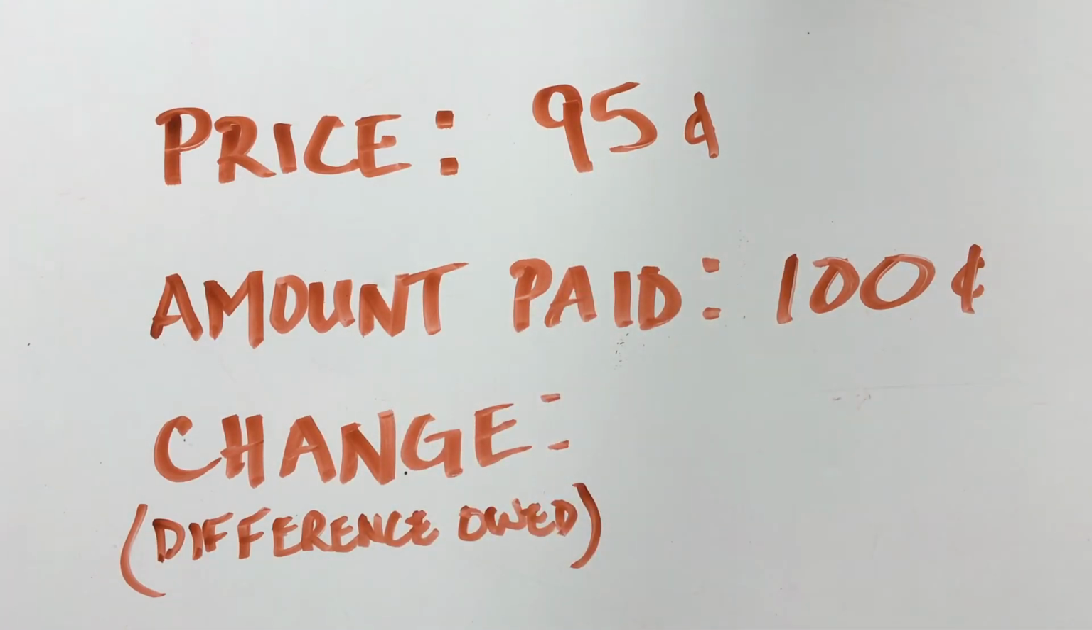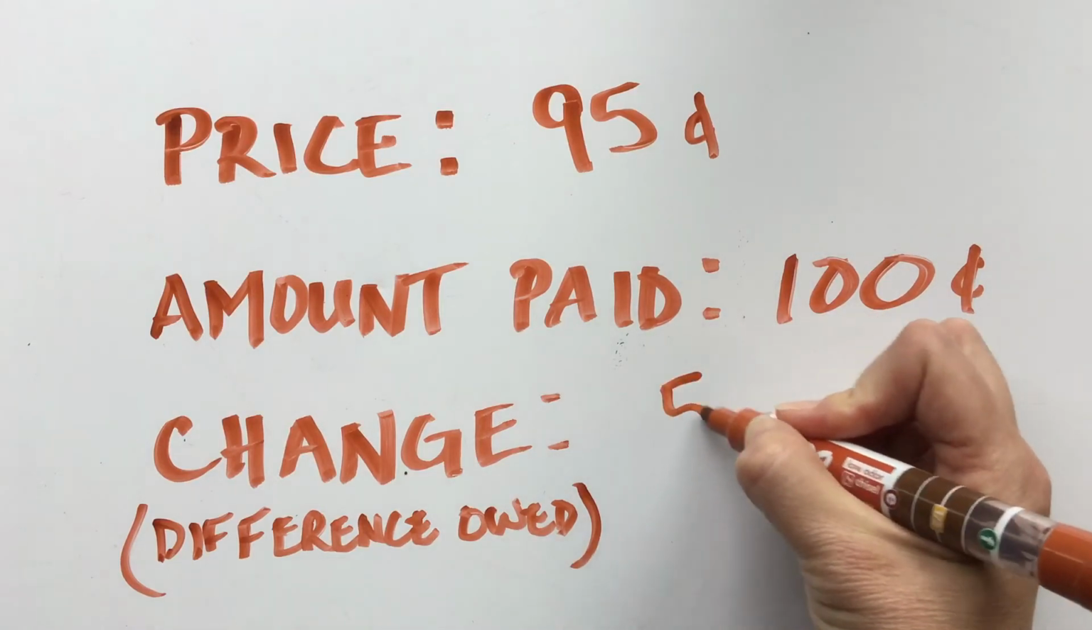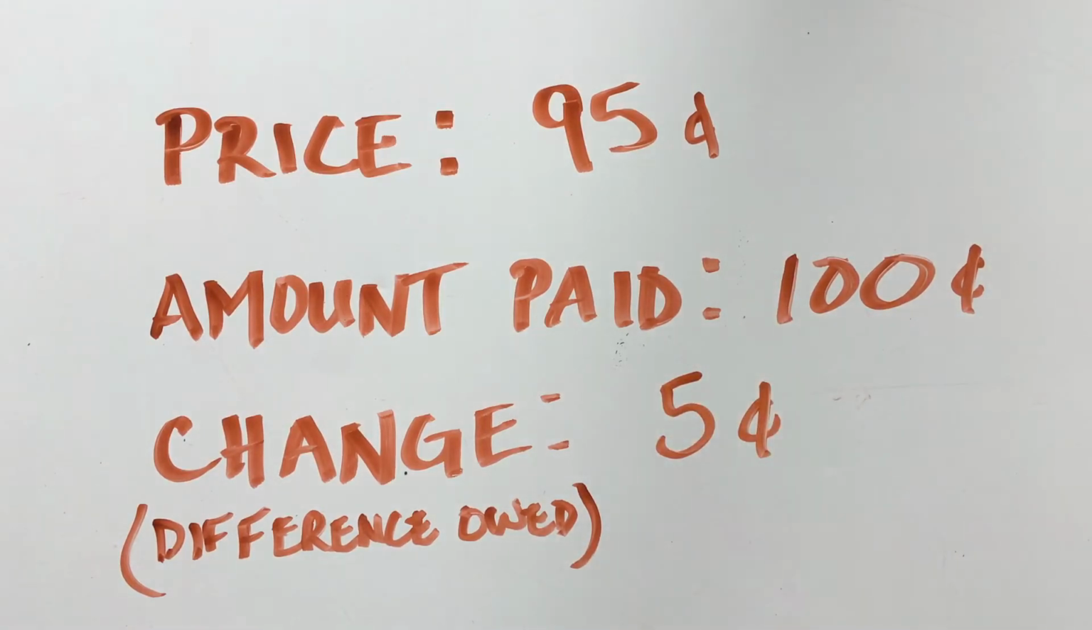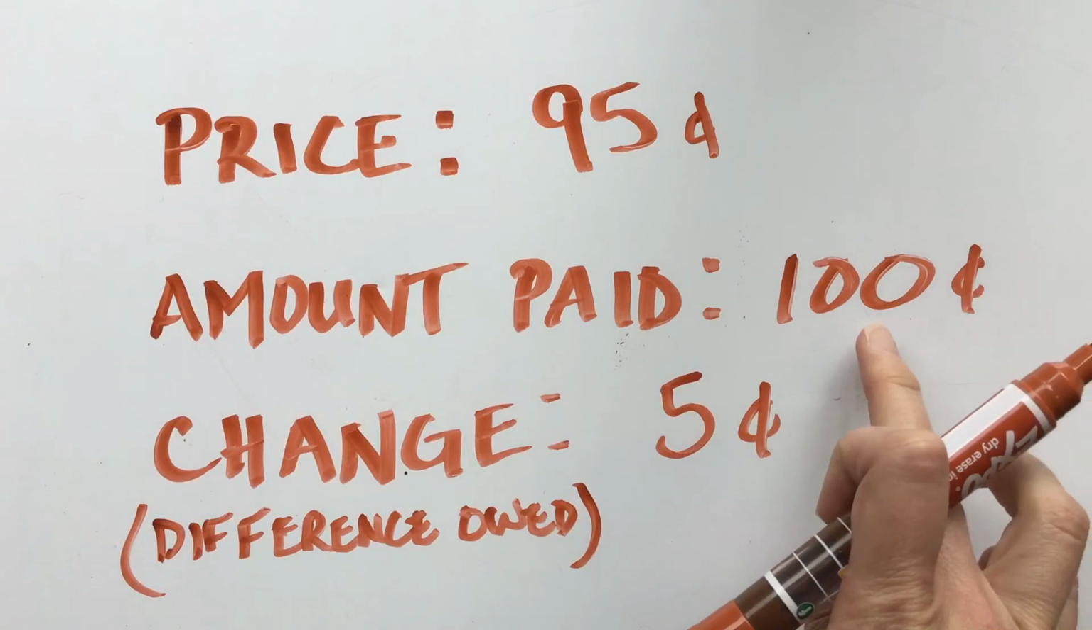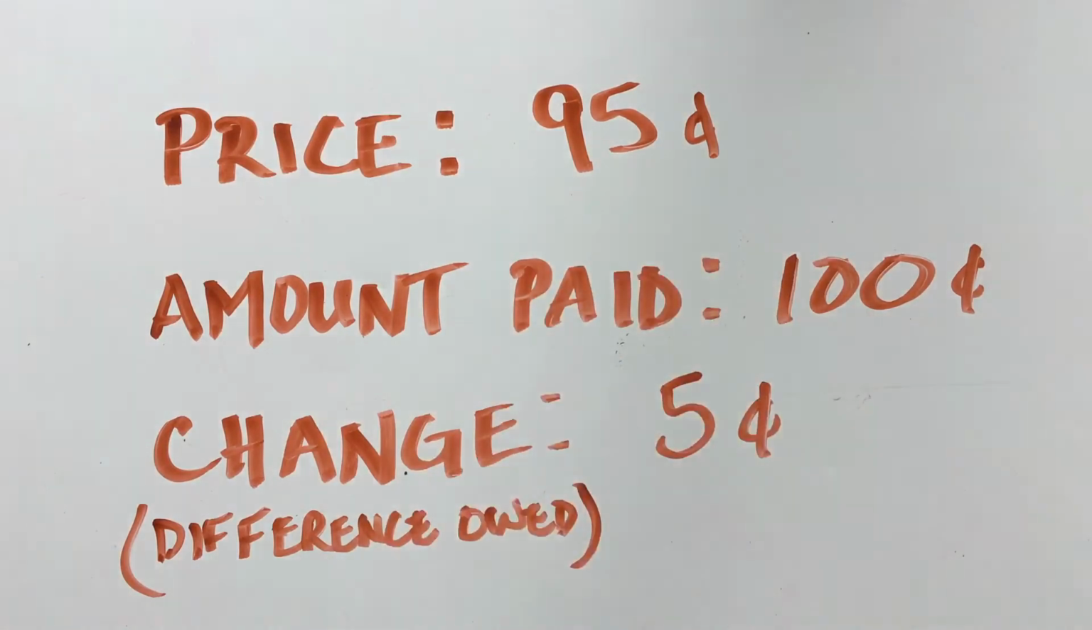What did you get? Did you get 5 cents? What did you count by? 1s, 5s, 10s, 25s? You counted by 5s to get that answer. So the change is 5 cents. The cashier would have to give you 5 cents back because you overpaid. All right? Again, you could have gone 100 minus 95. You would have gotten the same answer. Okay, so there are 2 ways to get those answers.